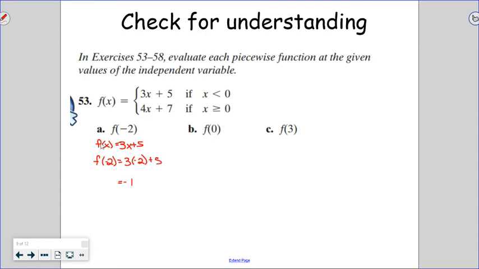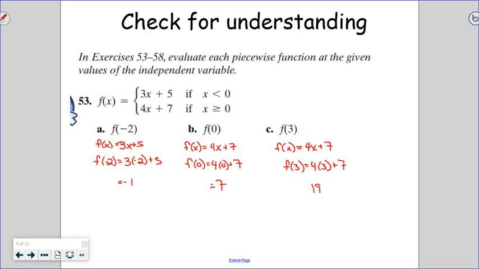which is -6 plus 5, or -1. I told you they were always going to ask this one, didn't I? At the place where it switches between the two, so you have to slow down. Is 0 less than 0? No. Is 0 greater than or equal to 0? Yes. That tells me I would pick that second function as appropriate for this one. Plug in 0 and get an answer of 7. And on our last one again, is 3 less than 0? No. Is 3 greater than or equal to 0? Yes. So again, of those options up there, I would have picked the second one. Plug in 3. 12 plus 7 is 19.